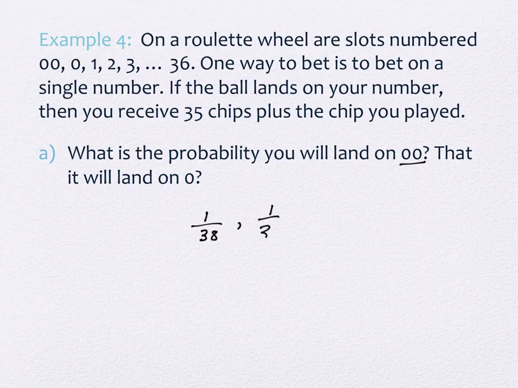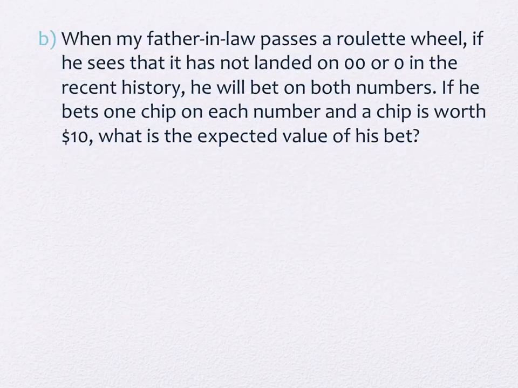Still 1 out of 38. Okay, it's the same thing. Is everybody good with that so far? So you have a 1 out of 38 chance of landing on each individual number. If I have bet on one of these specific numbers, I have a 1/38th chance of winning. Okay, so I'm going to show you how expected value works.